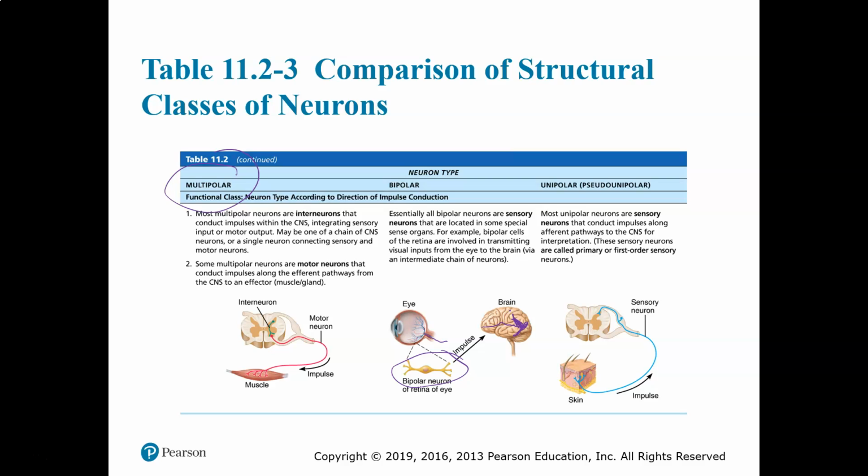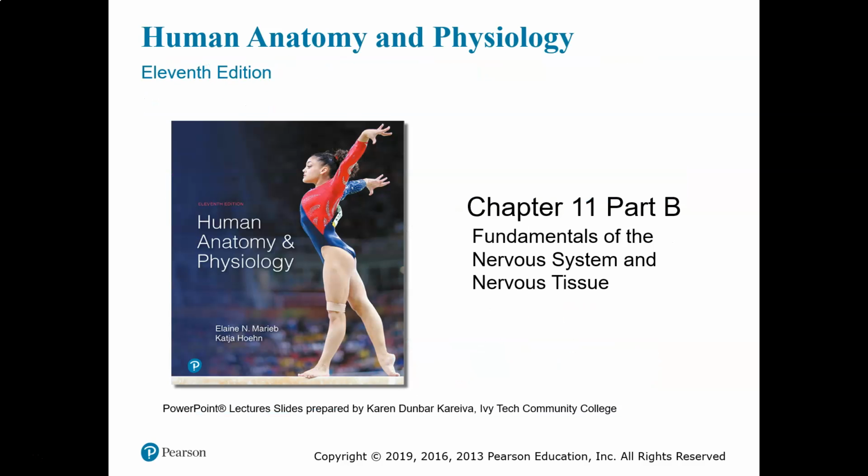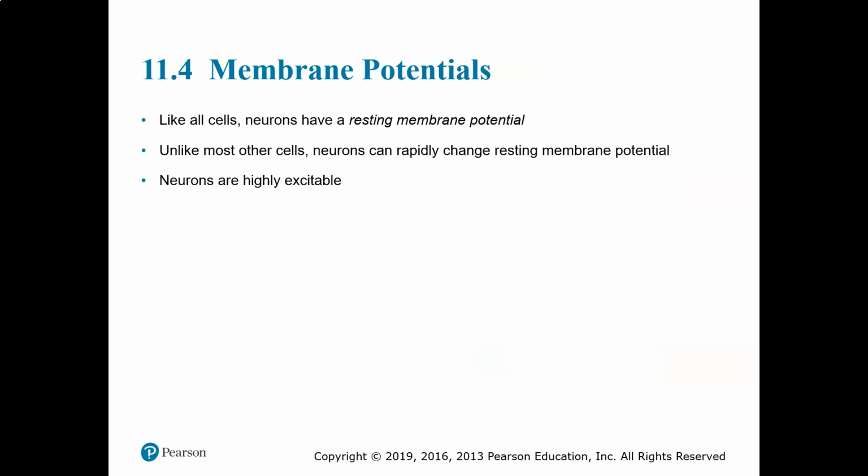And then there's a sensory neuron that senses either touch or pain or hot or cold, some kind of sense in the skin, and transmits that to the spinal cord, to the dorsal region of the spinal cord. That'll be important later. And that is an example of a unipolar neuron that does that. Okay, now we're going to move on to part B, the membrane potentials.